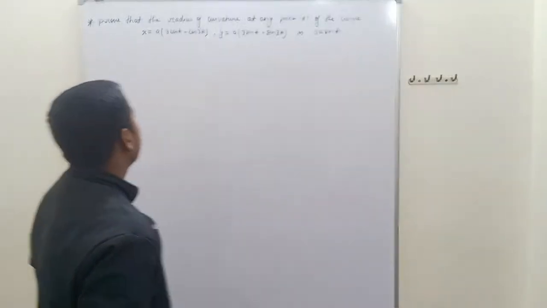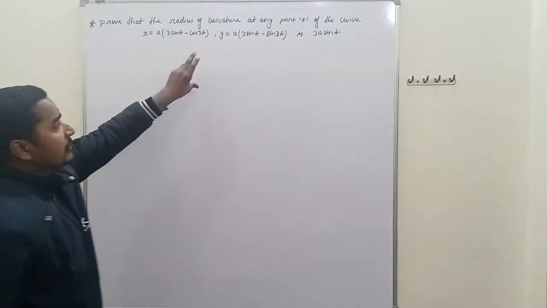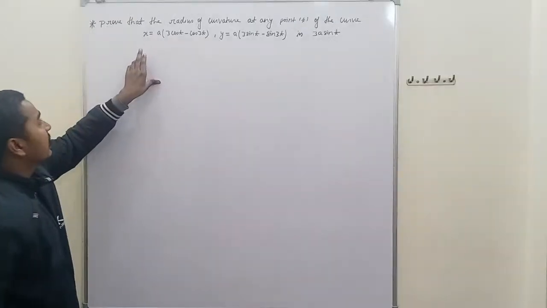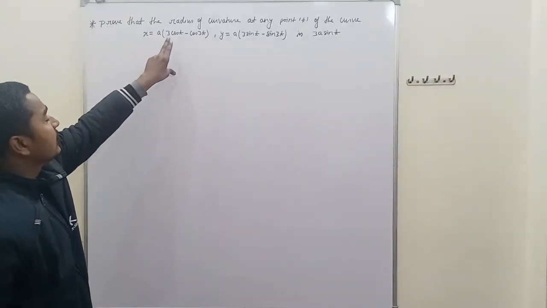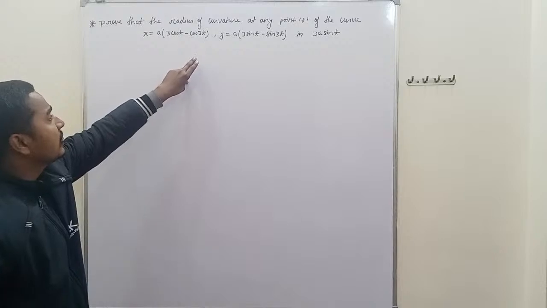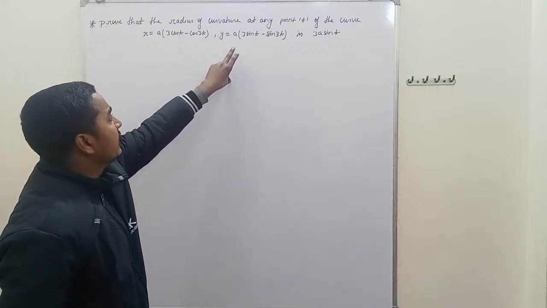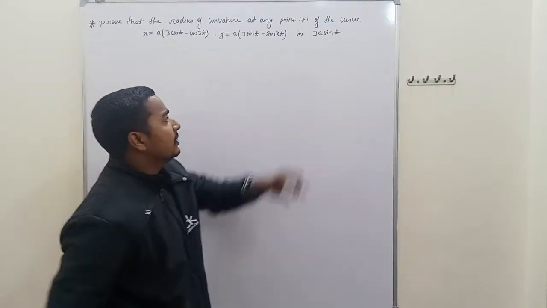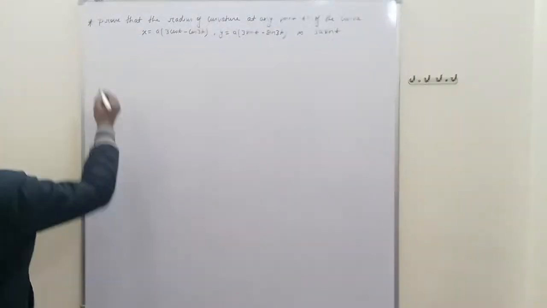Here in the question, prove that the radius of curvature at any point t of the curve given by x = a(3 cos t − cos 3t) and y = a(3 sin t − sin 3t) is 3a sin t. Let's solve the problem.